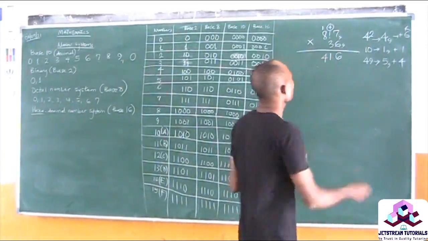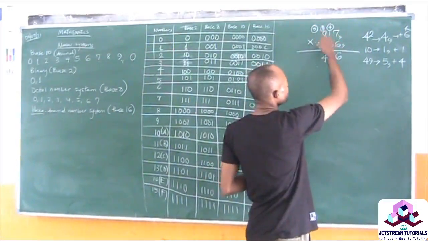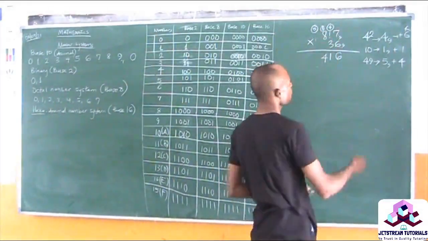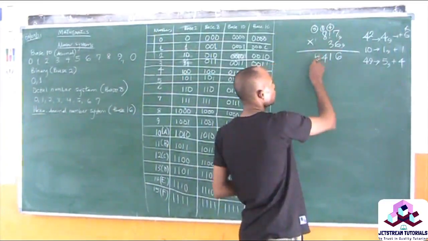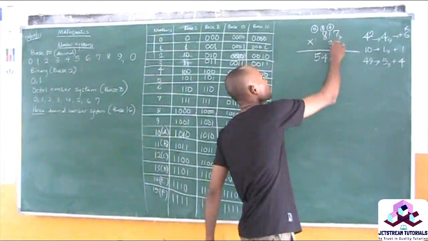Then the bunch will have 5. So you bring down the 5 here. What are we adding 5 to? There is nothing. So we just bring down the 5. So we are done with 6. So now let's go to 3.